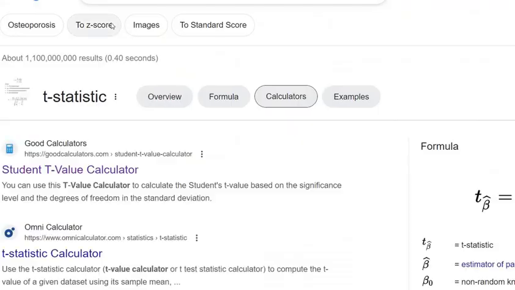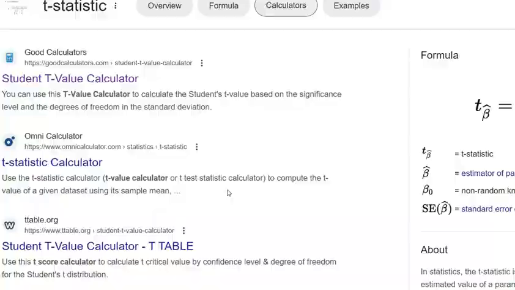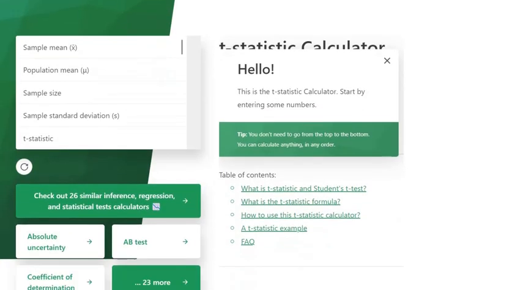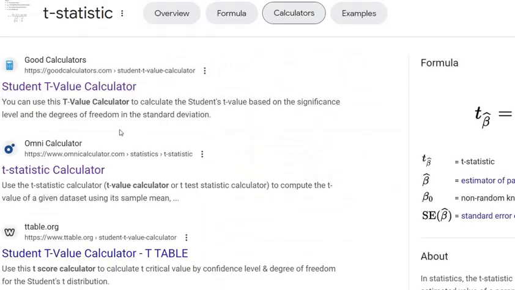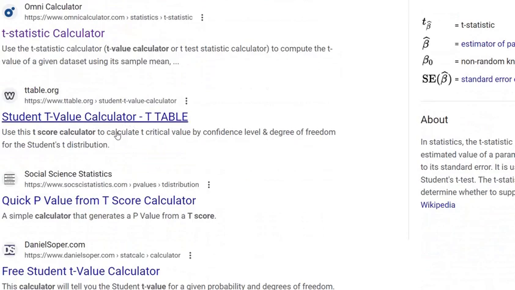This one doesn't seem to be working. Let me go back. Try the next one down the list. This isn't it. Should be simple like what we just saw.